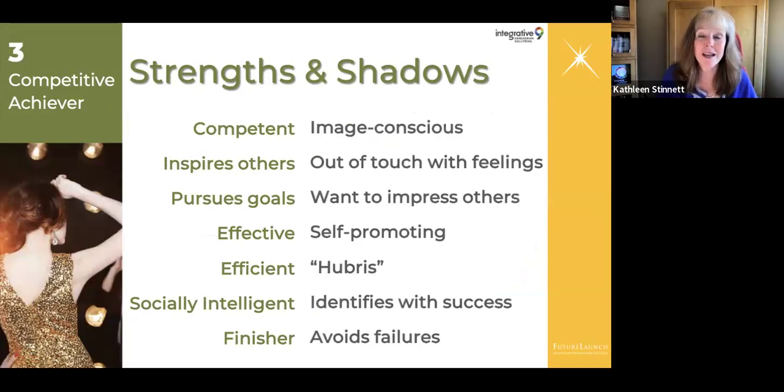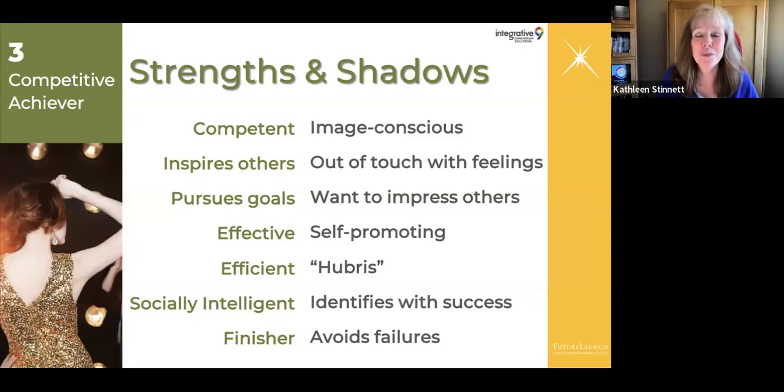Now, the shadow side is that the 3s can oftentimes cut themselves off from their own feelings because they're so busy pursuing their to-do lists and their task lists. And it's hard for 3s to relax or to believe that they have value and worth without doing and achieving.